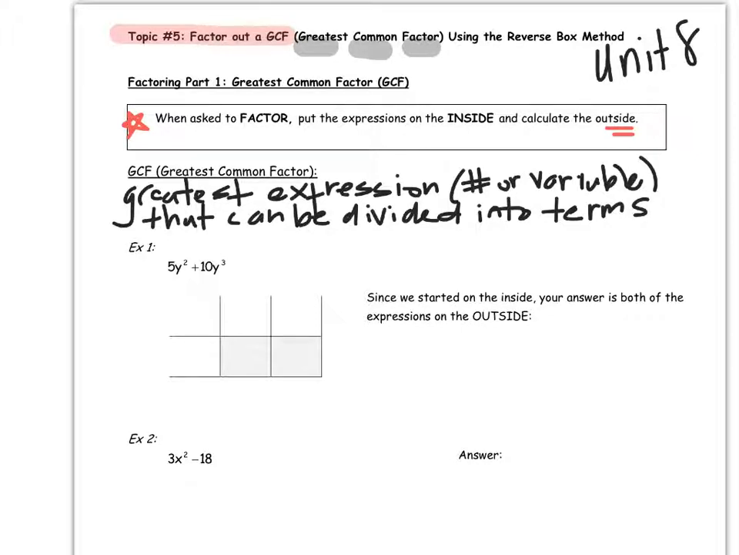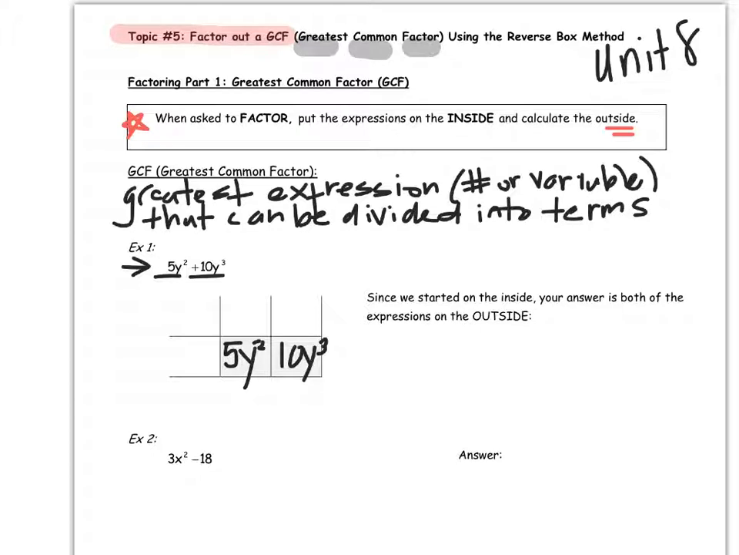In our first example, we are asked to factor this expression, 5y squared plus 10y cubed. Since we're asked to factor it, I'm going to take these two terms and put them on the inside of this box that's set up right here. 5y squared goes first, positive 10y cubed goes second. Now we're asked to factor this, which means I want to find two terms that when I multiply, I end up with 5y squared plus 10y cubed.